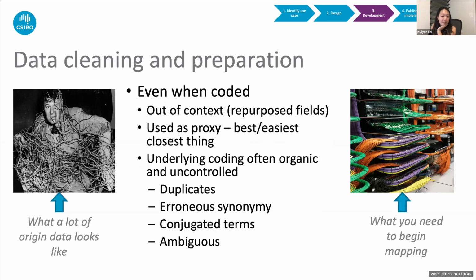Even when you have coded data, you might find data taken out of context. So you may have repurposed fields, or data used as proxy. It's the best, easiest, closest thing that a clinician could find because their clinical information system didn't support their needs. We've also found that underlying coding has often become organic and uncontrolled, and there may be duplication of content, erroneous synonymy, conjugated terms, as well as ambiguity. So all of these things need to be taken into account.